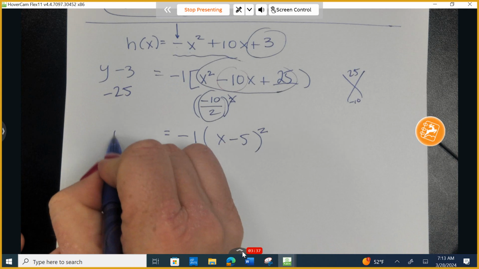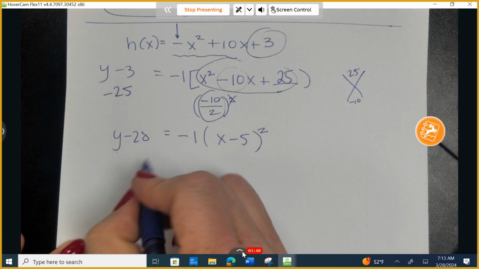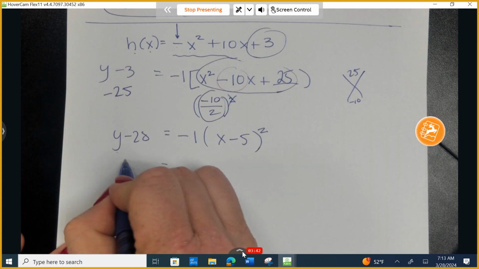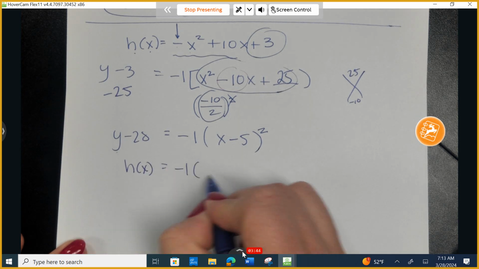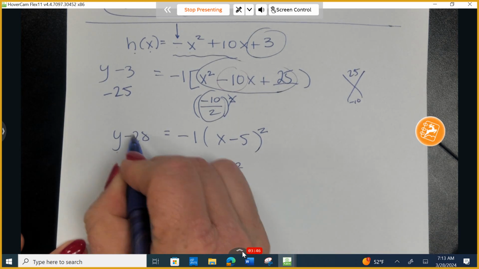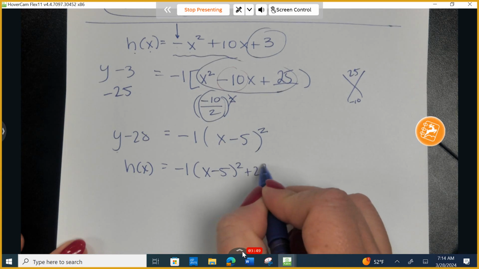All right, on the left-hand side, I have a -28 when I combine, and now as I rewrite this as the function h of x, I have -1 times quantity x minus 5 squared. Bringing the -25 over to the right means I need to add it.